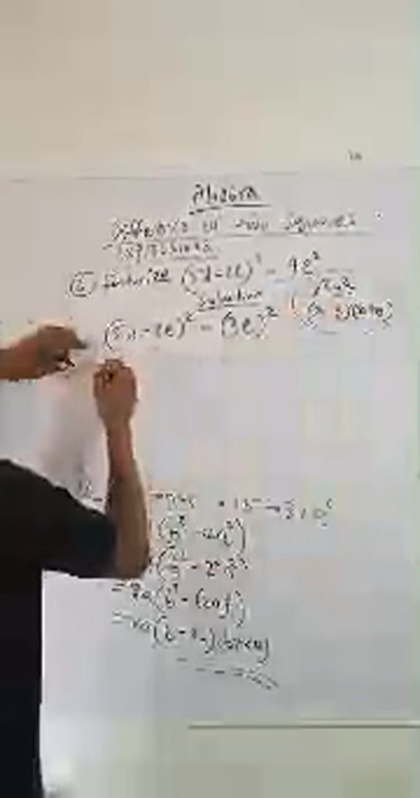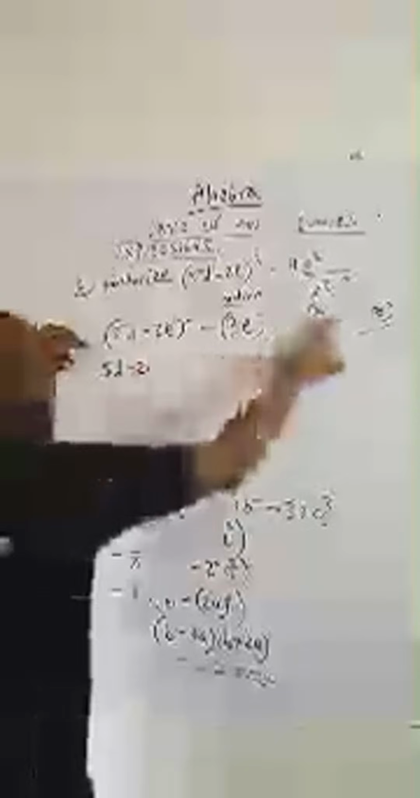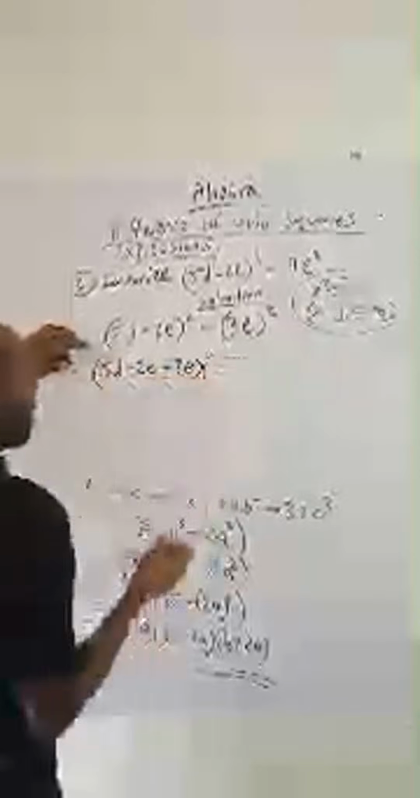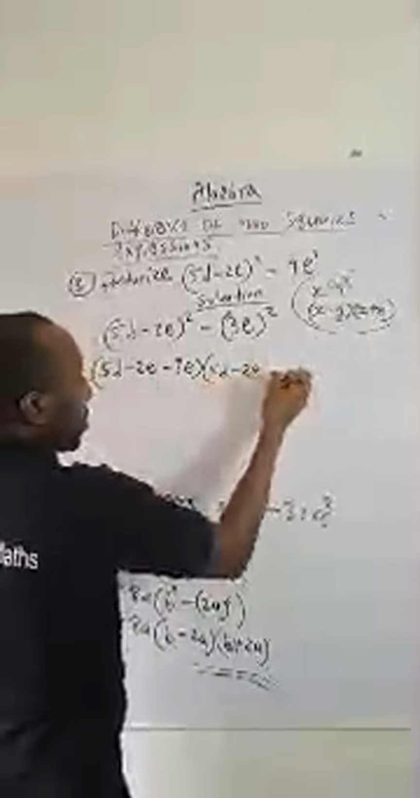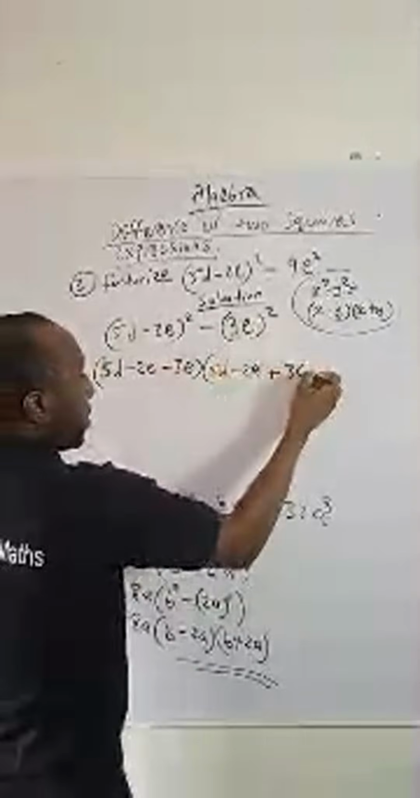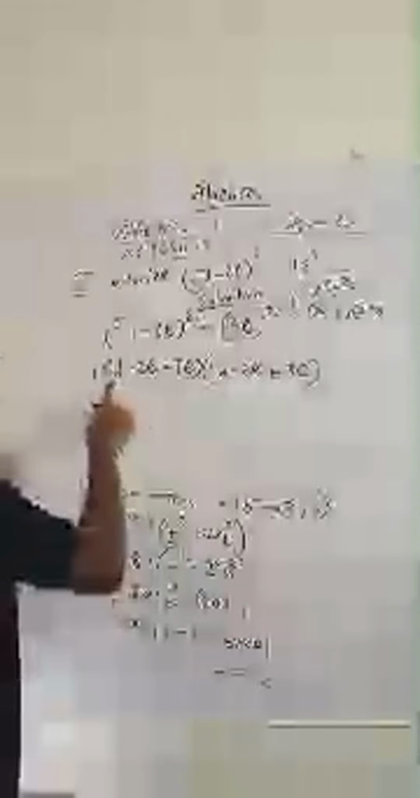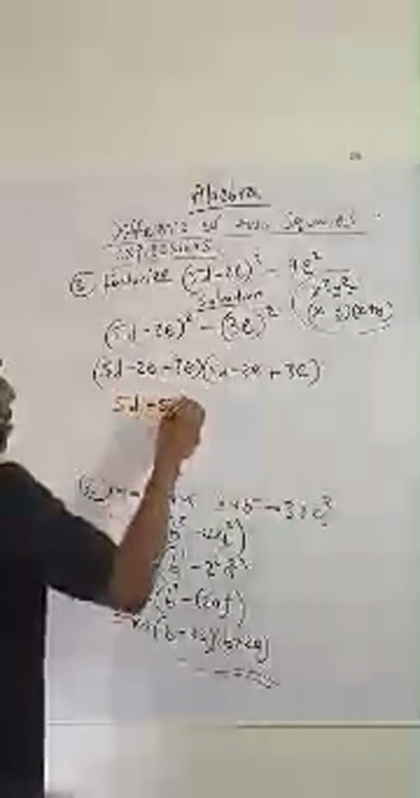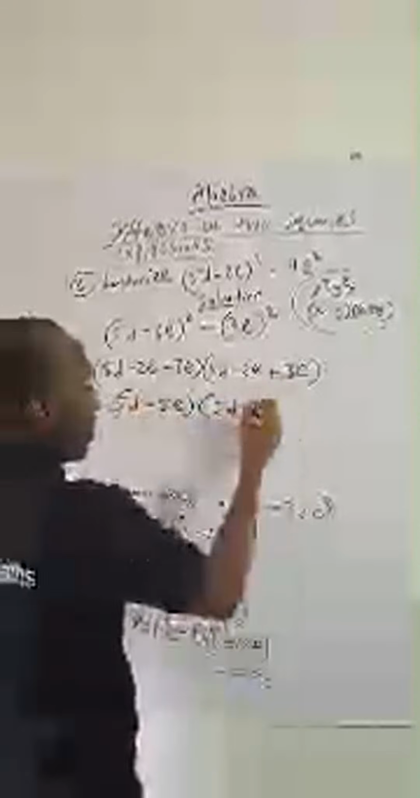So you have 5d minus 2e, right? Minus 3e in bracket, and then what? 5d minus 2e, see the next one, plus the next term here, 3e, and then you have this. You see that? So let's simplify everything we have in the bracket. This is 5d minus 2e minus 3e, which is what? Minus 5e in bracket. And then what about this? Minus 2e plus 3e is what? Plus e. So this is the answer.